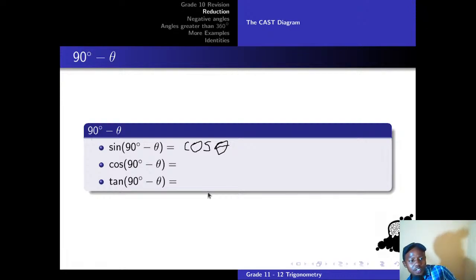If we look at cos of 90 degrees minus theta, because this is in the first quadrant, we're going to have a positive sine of theta. If we look at tan of 90 degrees minus theta, this is in the first quadrant, therefore it is going to be positive cot of theta.